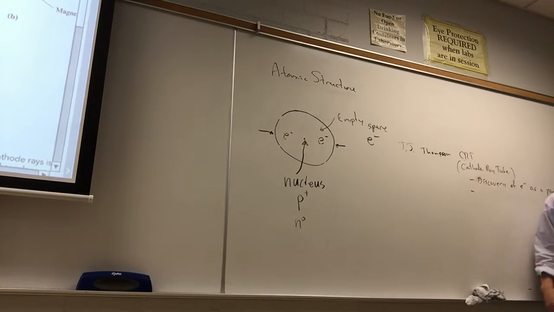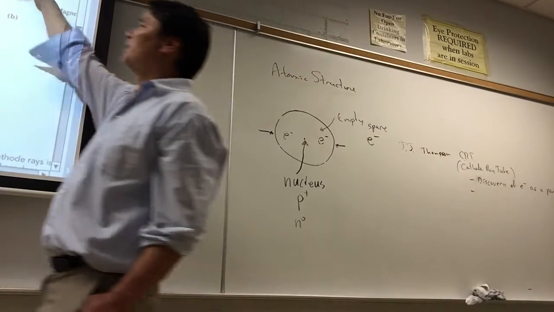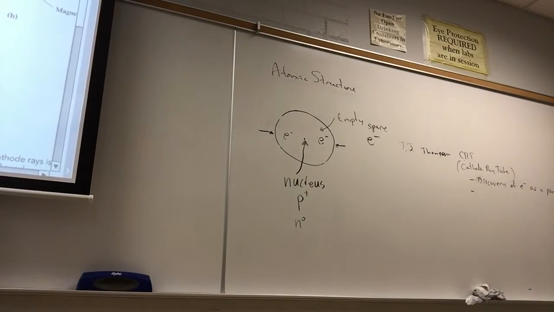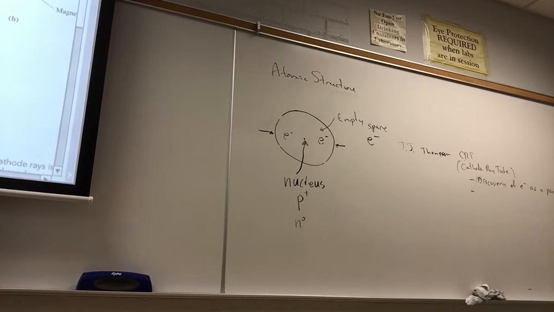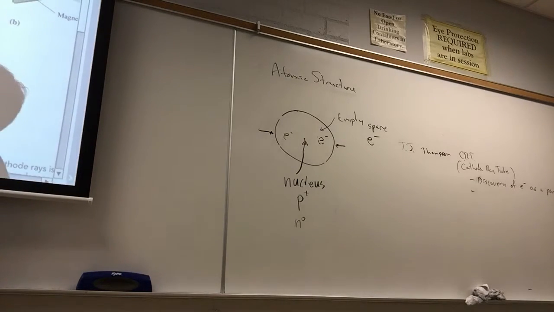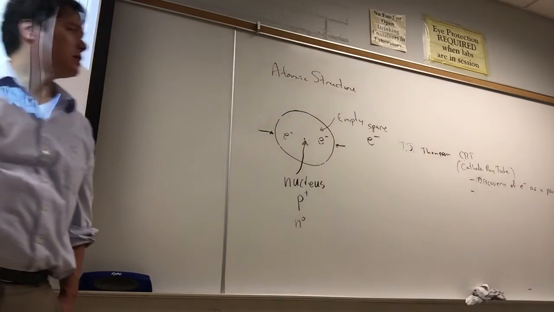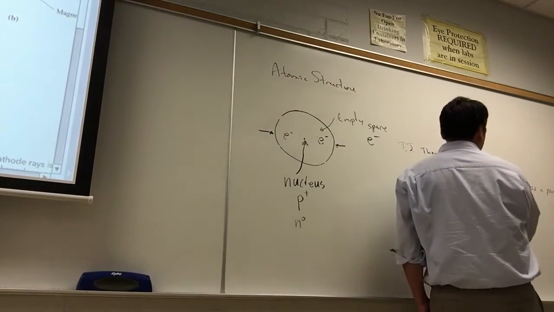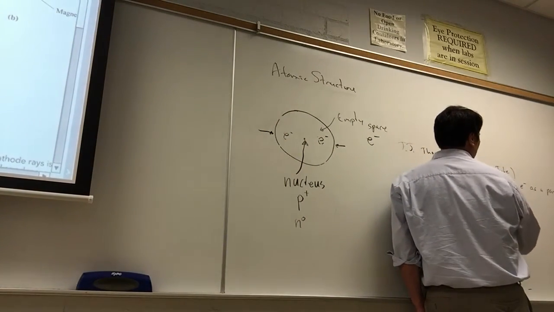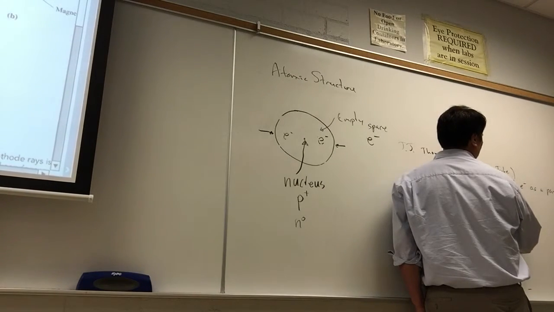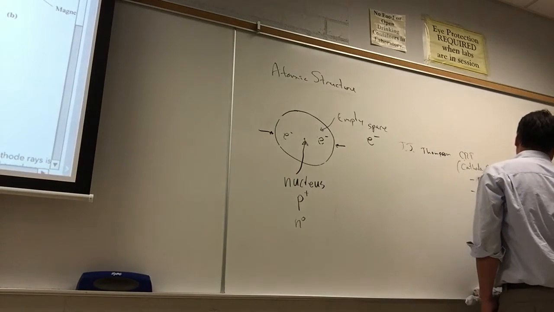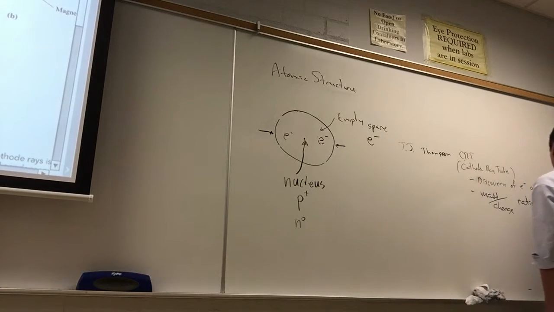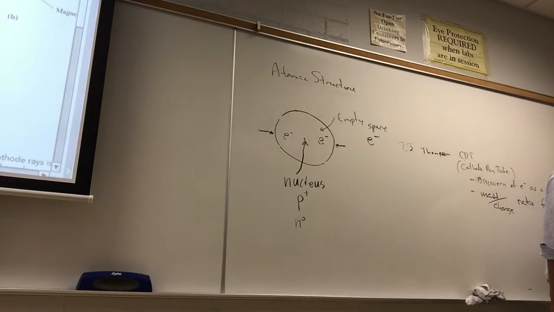Okay, the other thing is this, the angle of deflection. The angle of deflection here depends on how much these particles weigh. If these particles are very light, then they're deflected easily. If the particles are heavy and massive, then there's a lot more inertia, and they aren't deflected as easily. And so based on the angle of deflection, we could get the mass to charge ratio.